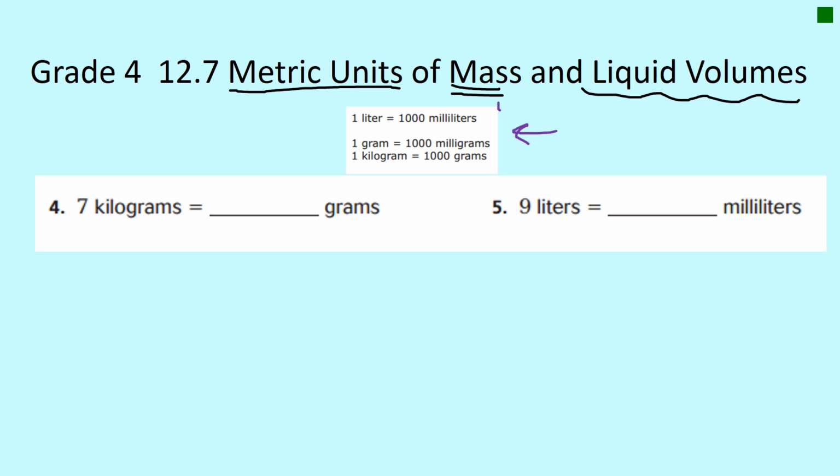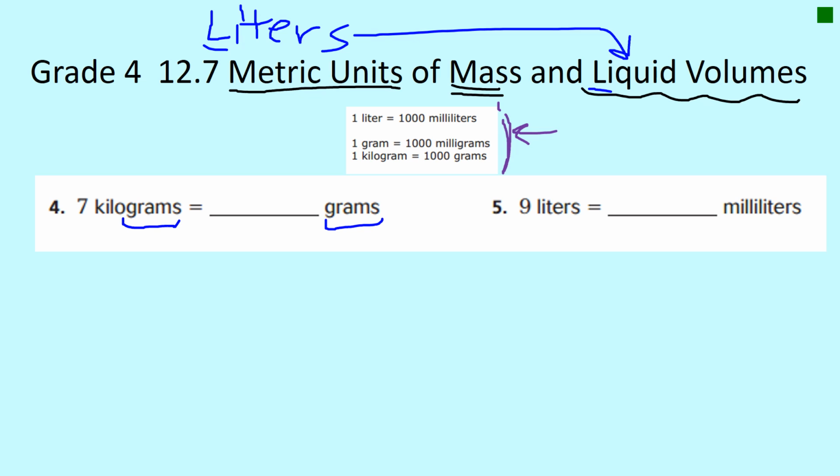So we have to look at our chart and see if it does kilograms to grams. So the top one, guys, says 1 liter equals 1,000 milliliters. Okay, liters, that is liquid. That's the liquid volume. You can think liters and liquid, right? So we are talking here about grams, kilograms to grams. So let's see, the next one says 1 gram equals 1,000 milligrams, and 1 kilogram equals 1,000 grams.